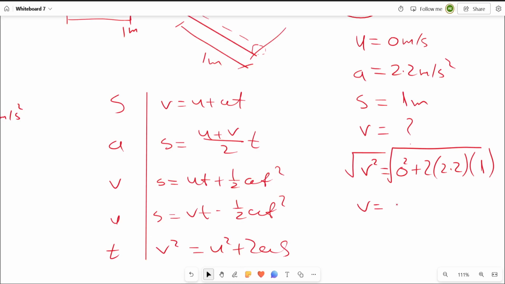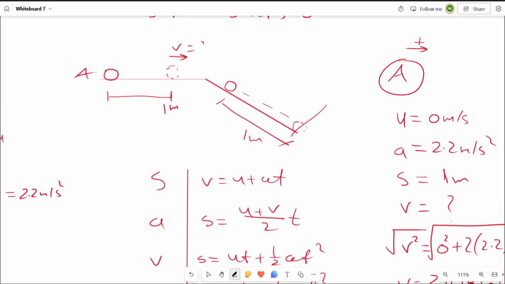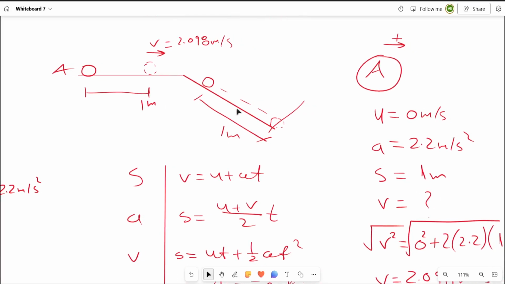So V is going to equal square root of 2 times 2.2 times 1, which is going to be 2.098 meter per second. So this is the velocity that A will be moving with, 2.098 meter per second, when B hits the barrier. So this is the velocity that A is moving with, and up until now A moved 1 meter.